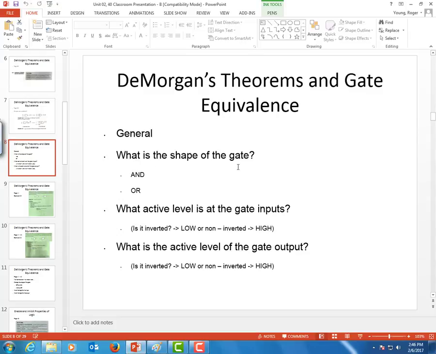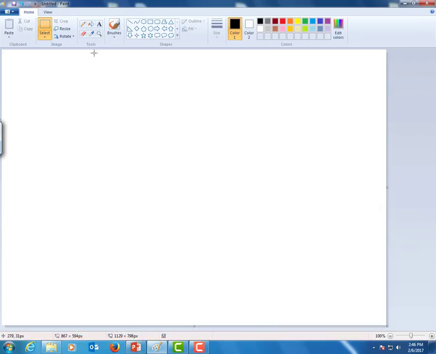What is the shape of the gate? Is it an AND gate or an OR gate? What is the active level at the gate inputs? Are they inverted or not inverted? And what is the active level of the gate outputs? Is it inverted or not inverted? Those are really the questions you have to ask yourself. So really, if you have a gate, the 3 things you have to do in order to convert it using DeMorgan's theorem, I'm just going to write them out for you.